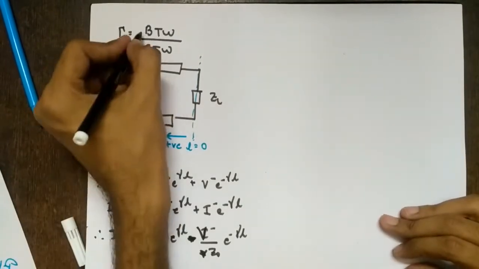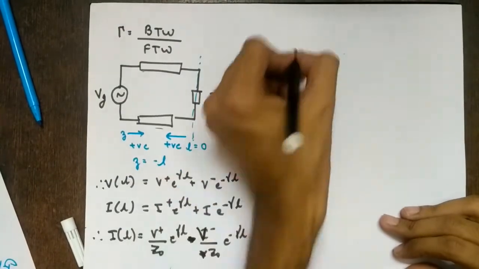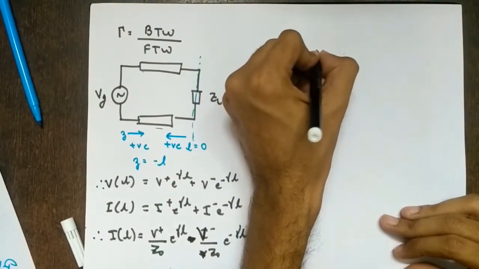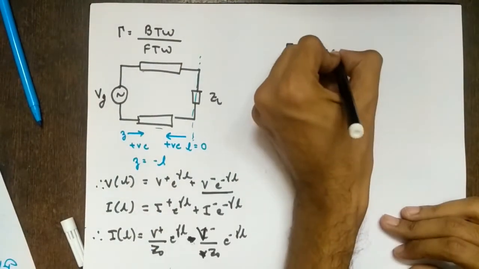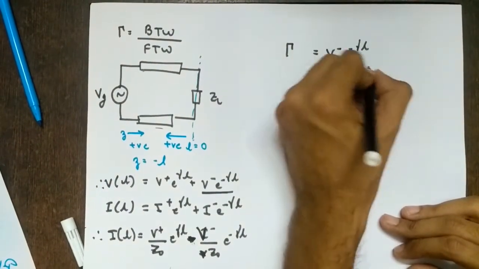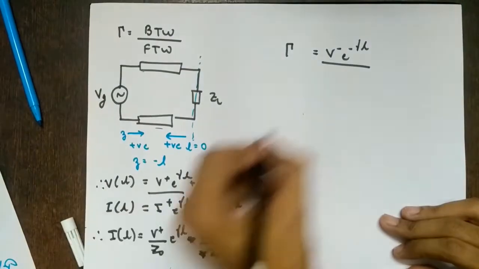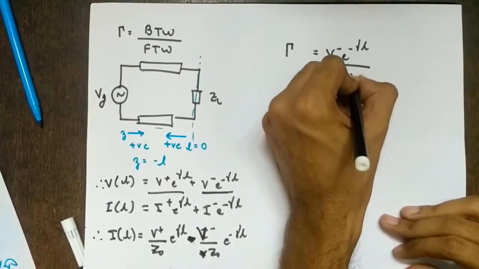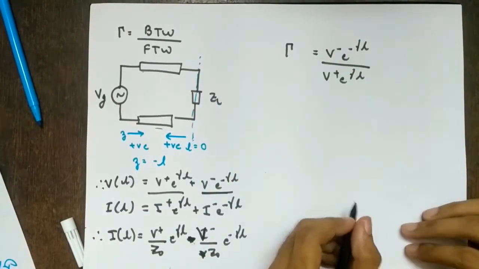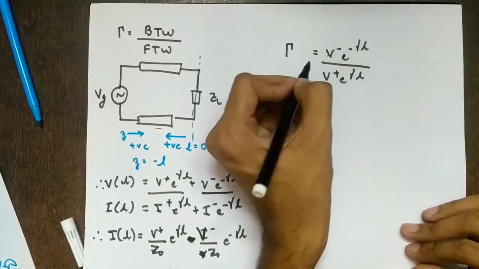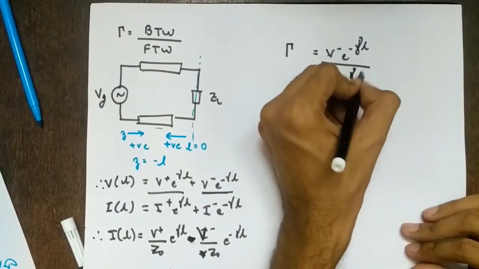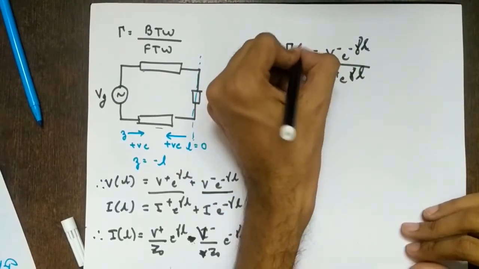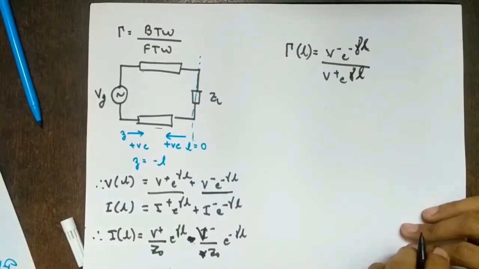Yeah. So what is the backward traveling wave now? It is V minus e raised to minus gamma L, and the forward traveling wave is V plus e raised to gamma L, right? V minus and V plus are constants, and gamma, once the line is selected, is also constant. So it is dependent on L, right? So I can say gamma is a function of L.